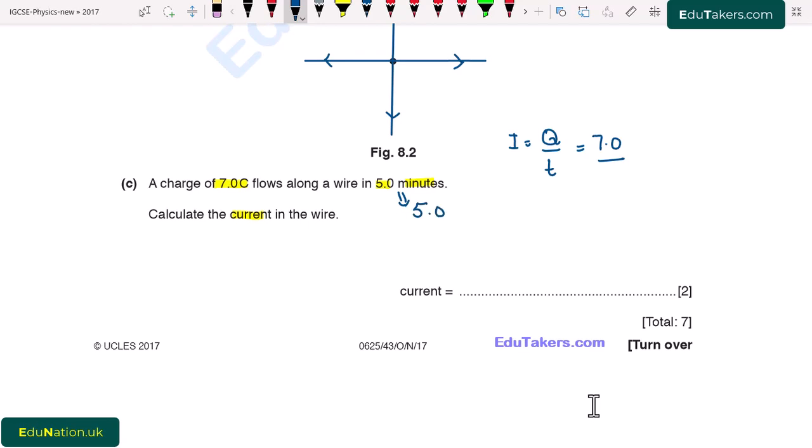It will be 5.0 multiplied by 60 seconds. So I write here 5.0 into 60. So it will be equal to 0.023 ampere. The unit of current is ampere. So I write here current is equal to 0.023 amperes.